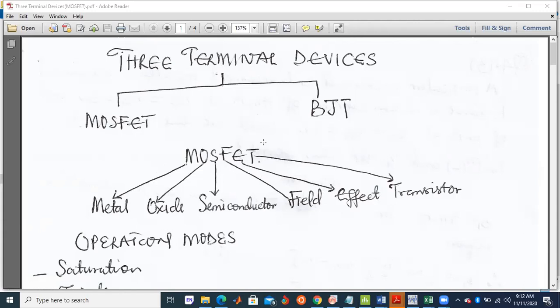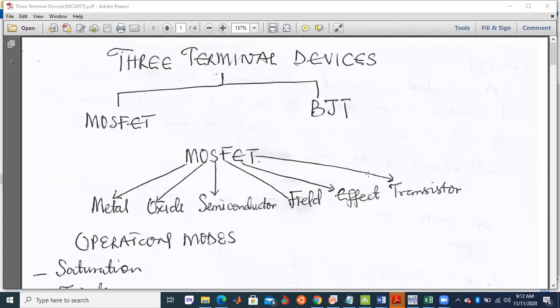Now, today we are moving to three-terminal devices. Previously, from our past classes, we treated two-terminal devices. We treated the diode as a two-terminal device, and we also treated the PN junction. But today we are moving to three-terminal devices, of which we will focus on two: the MOSFET and the BJT.